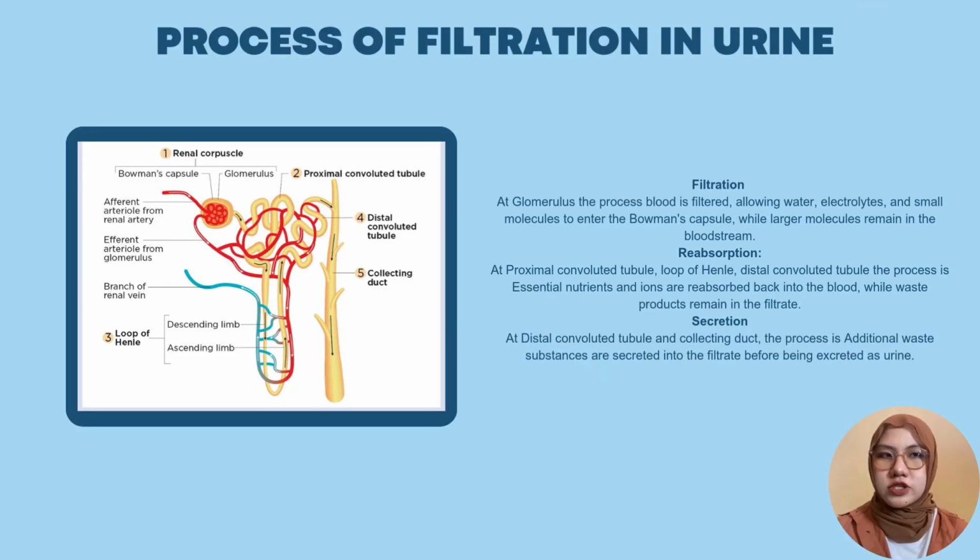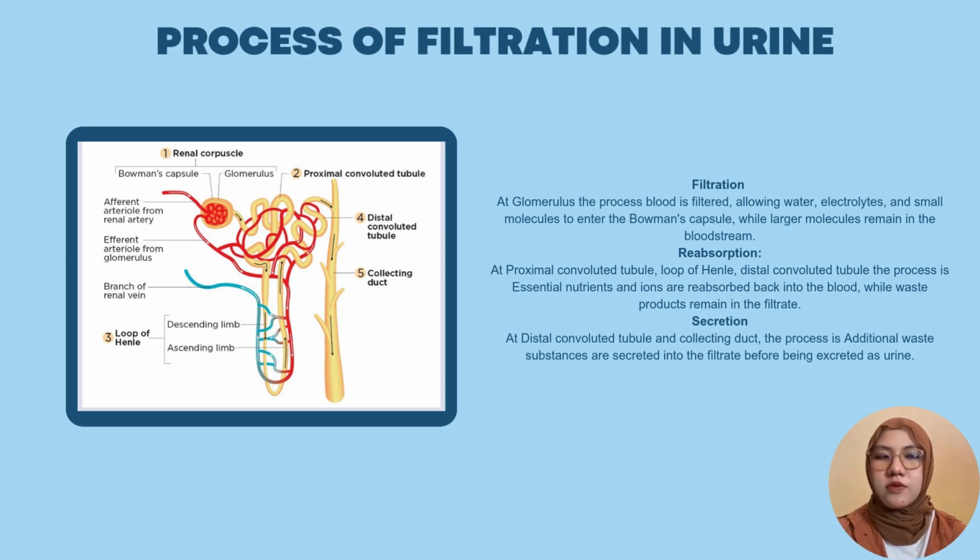Process of filtration in urine. Filtration at glomerulus, the processed blood is filtered, allowing water, electrolytes, and small molecules to enter the Bowman's capsule, while larger molecules remain in the bloodstream.